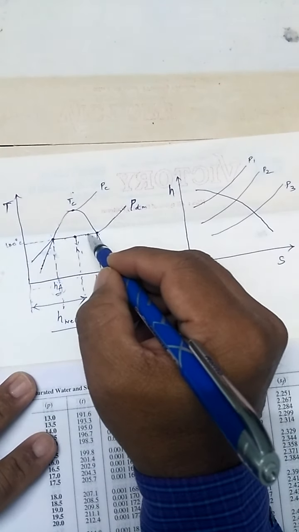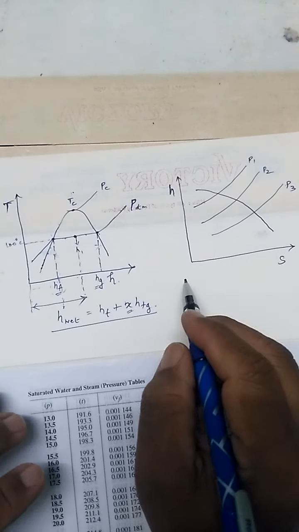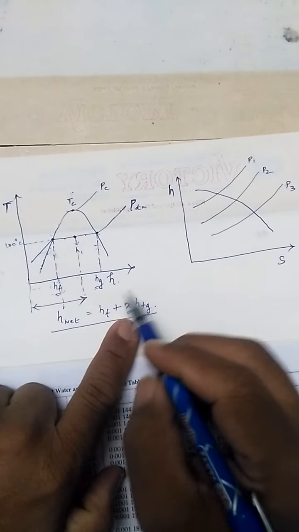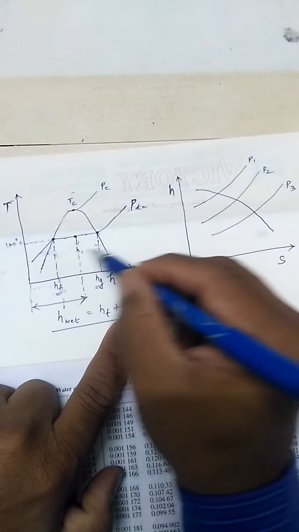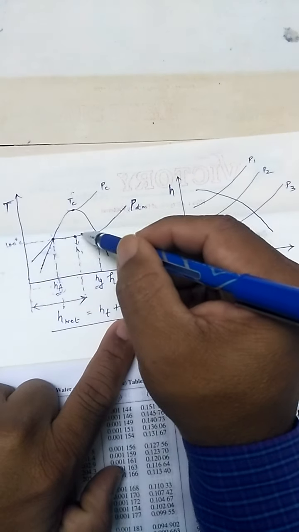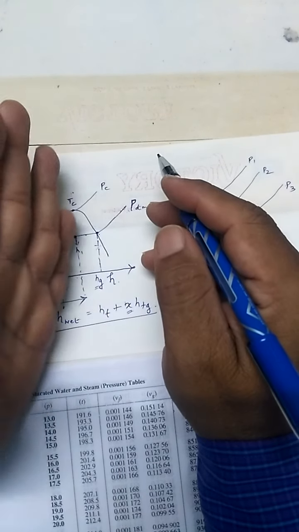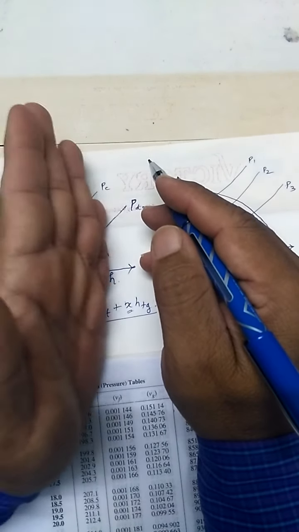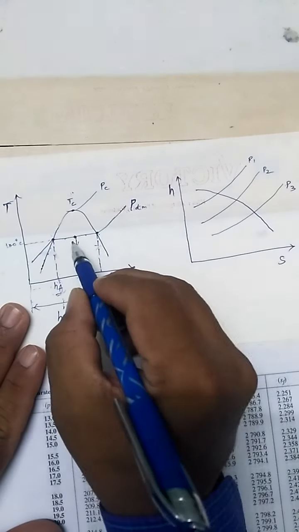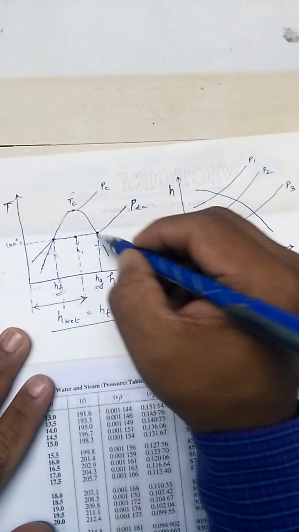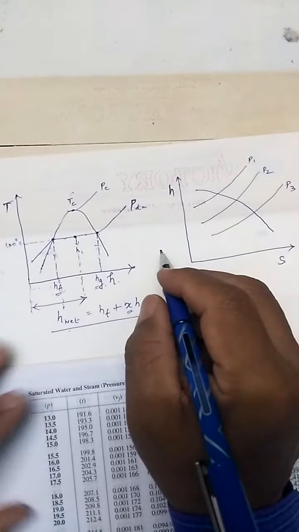For any point in this region, it's based on the dryness condition. So for any dryness condition, I should take the hf value first, and then the hfg. I should know the total hfg, and based on the dryness fraction, I will take the amount of heat added up to that point. So summing up these two, I am getting this point. And for the dry saturated point, I am getting the hg value directly from the table. Okay.